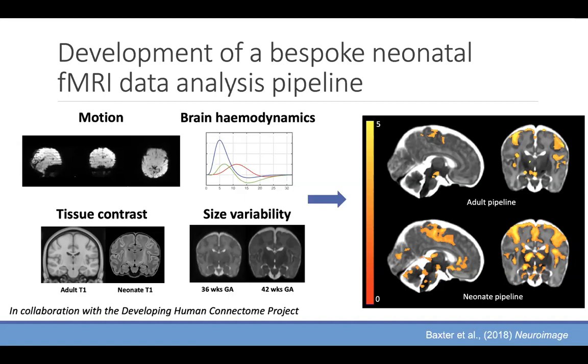And so by developing methods in collaboration with the Developing Human Connectome Project to better account for some of these differences, we were able to refine the neonatal pipeline. And you can see in doing this, when we applied the adult pipeline to the neonate, we had much more limited activity compared to the neonatal pipeline. And in subsequent work, it's this neonatal pipeline that's been used to really get a better handle on some of the relatively crude observations that were made in the first fMRI study.